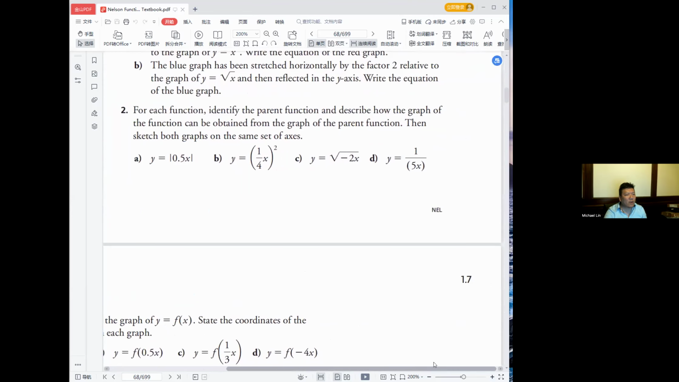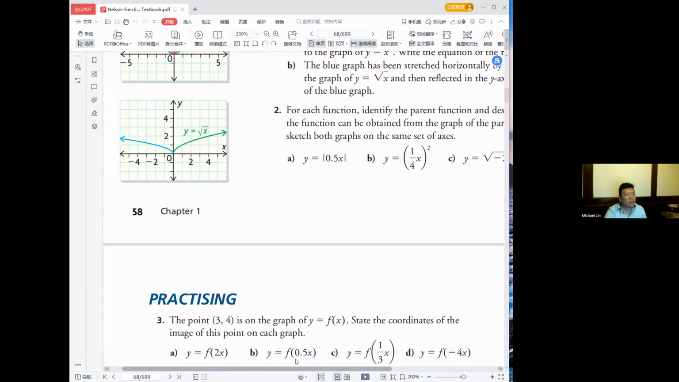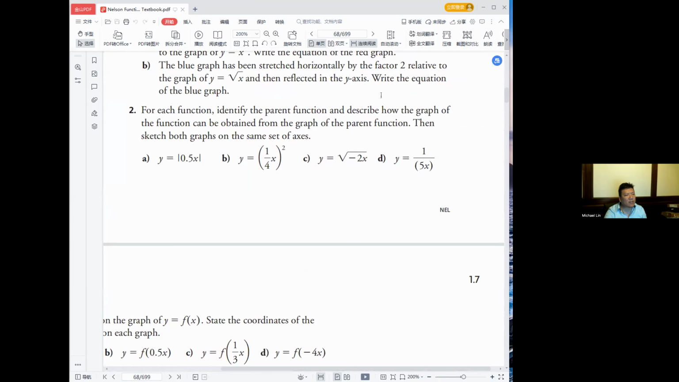For each function, identify the parent function and describe how the graph of the function can be obtained from the graph of the parent function. Then sketch both graphs on the same set of axes. I don't think this is necessary, but we could talk about the transformations a little bit. We have y is equal to the absolute value of 0.5x. So 0.5 is really 1/2. So the k is 1/2. That means this is a horizontal stretch by a factor of 2.